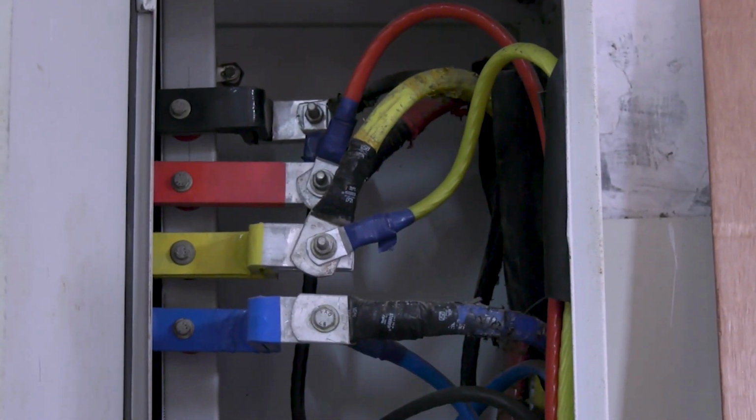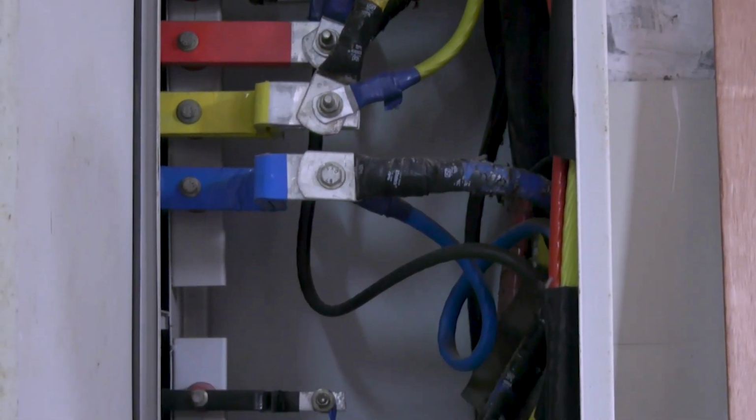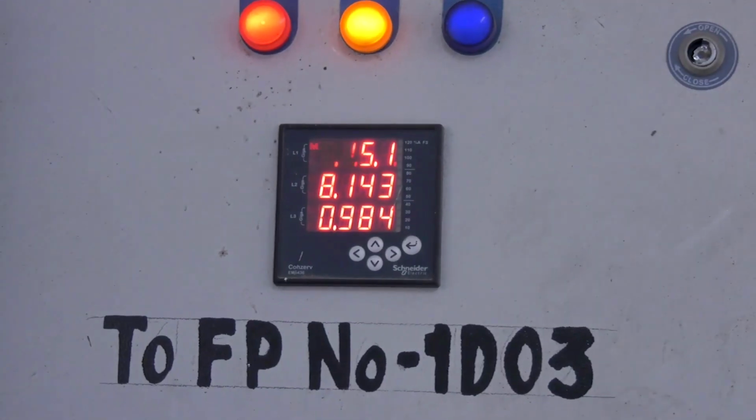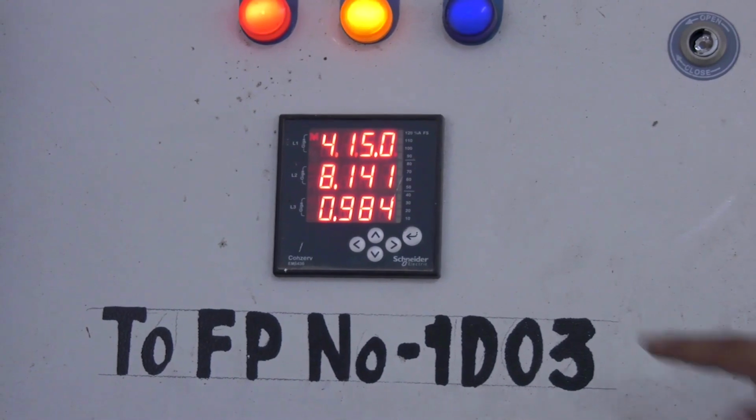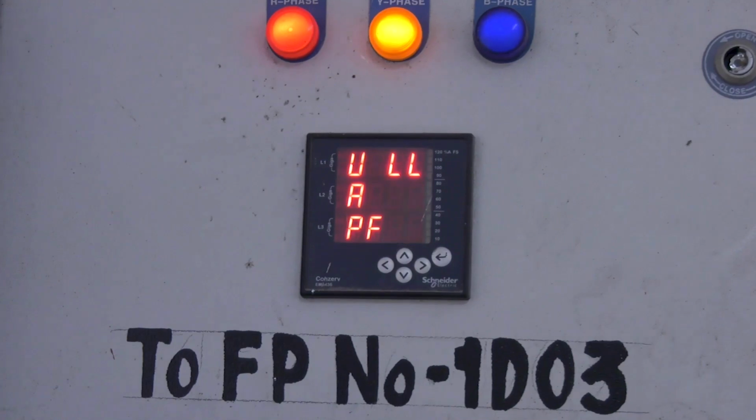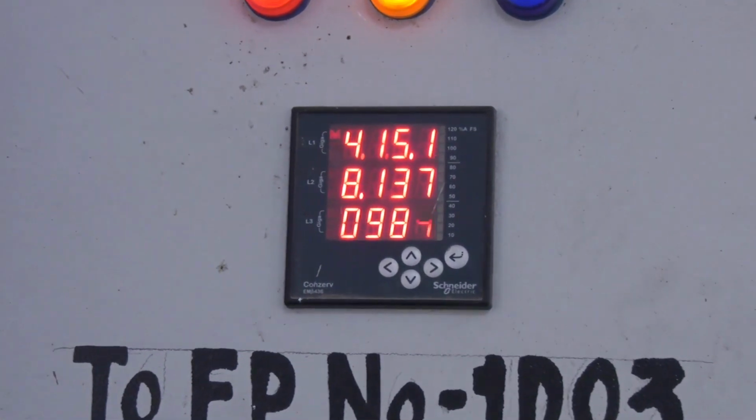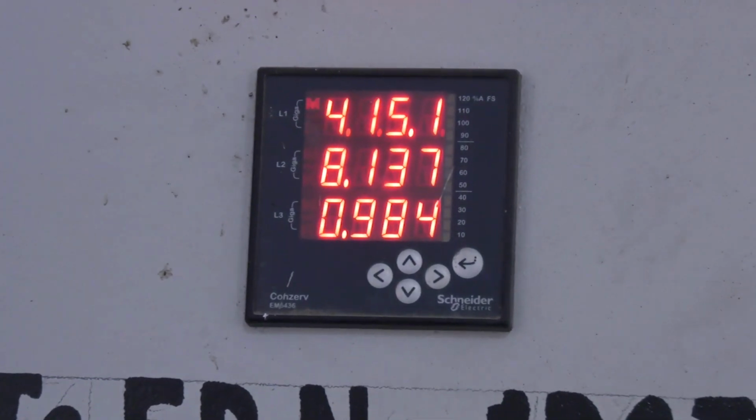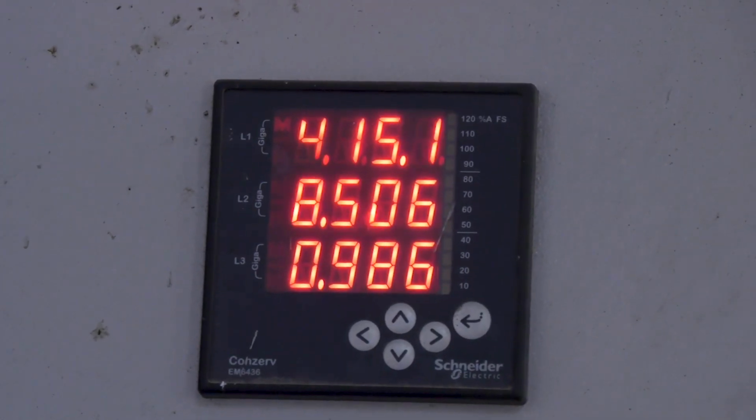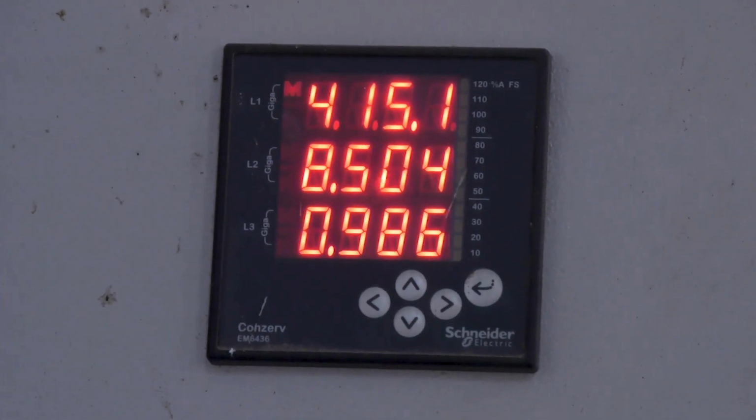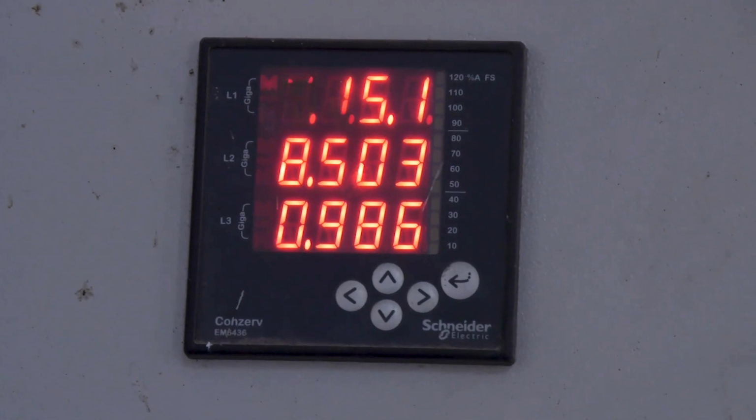Next, we have the connection point where both grid and solar power system are integrated within the LT panel. Below, we can observe various load connections. Here, you can see the Schneider Electric energy meter, a vital device used to monitor key electrical parameters within the power distribution system. The meter's display shows a line voltage of 415.1 volt, a current of 8.13 amps and a power factor of 0.984. These readings are crucial for assessing the electrical load, efficiency and stability of the power distribution system, which integrates both grid and solar power sources.